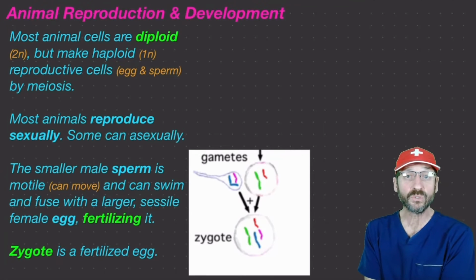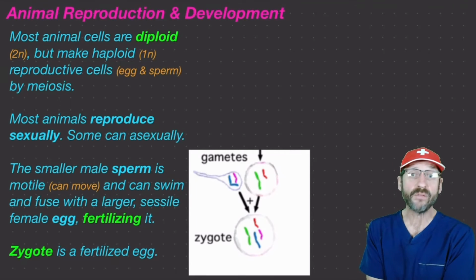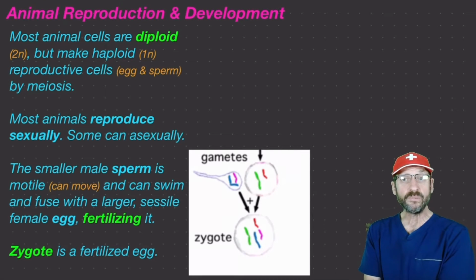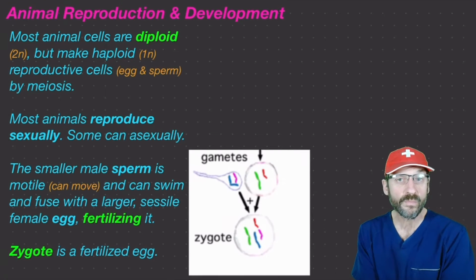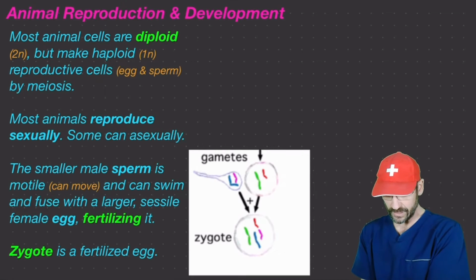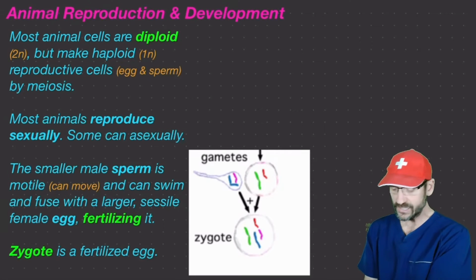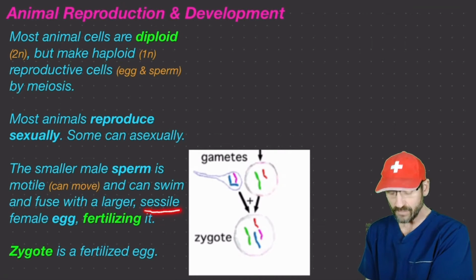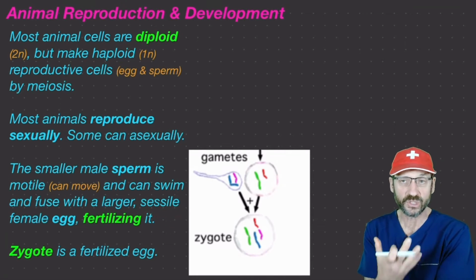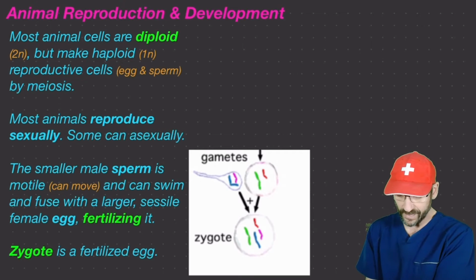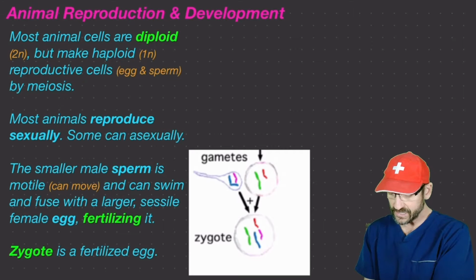Most animals reproduce sexually, but some can also do it asexually. In reproduction, the smaller sperm is the motile one, which means it can move. It swims and fuses with a larger egg that is sessile, which means it's not moving, it's stationary. The sperm then fertilizes the egg. We can see that right here.